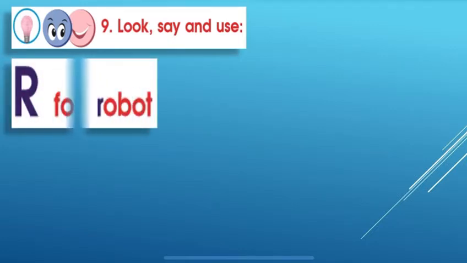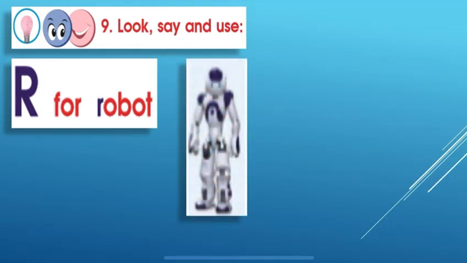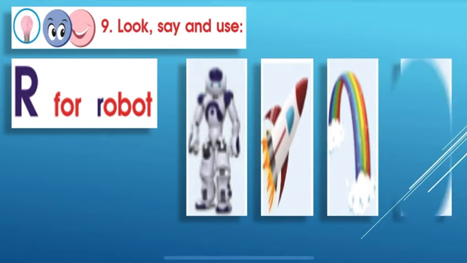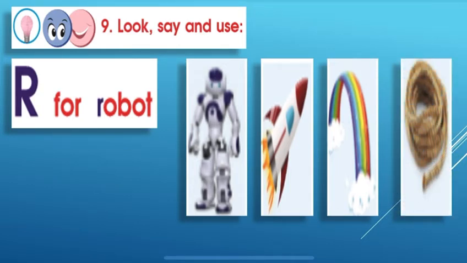Now, shabab, we have many words that start with the R letter or ra sound. Like ra, robot. Yes, ra, robot. Ra, rocket. Ra, rainbow. Ra, robe. Yes, well done, my friends. Ra, robot. Ra, rocket. Ra, rainbow. Ra, road. Excellent, my friends.